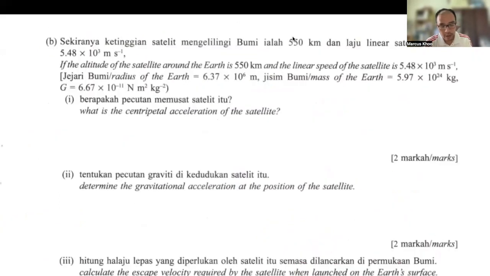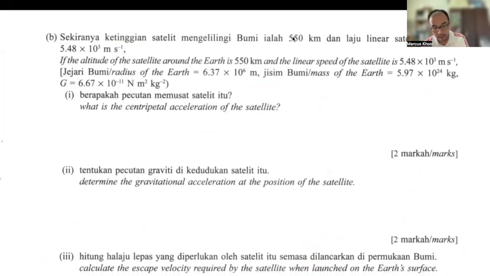Okay, the altitude of the satellite around the Earth is 550 kilometers, and the linear speed is 5.48 times 10 to the power 3, and then you're given all these constants. What is the centripetal acceleration? The centripetal acceleration formula is v squared over r. V is given over here. Now the r, you need to be very careful. R is always from center to center.